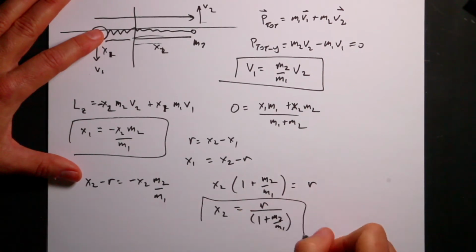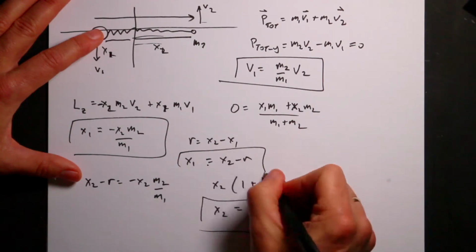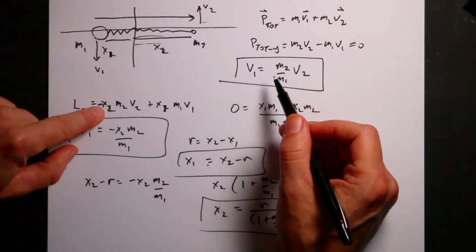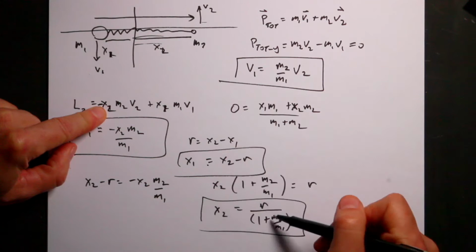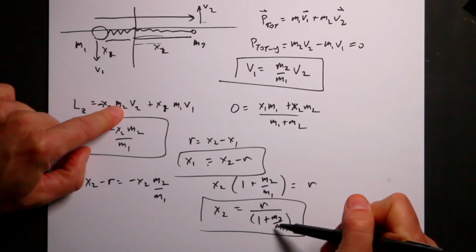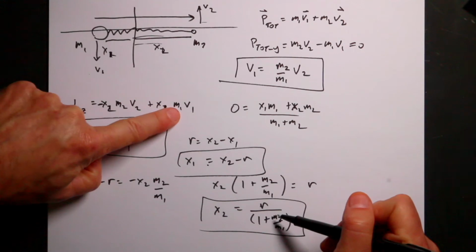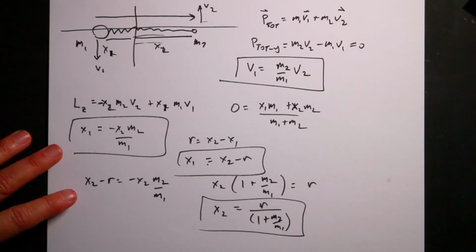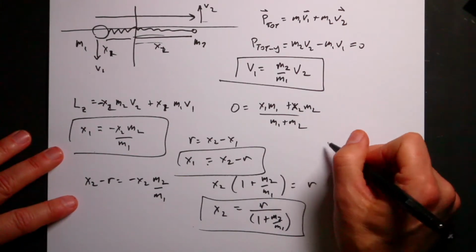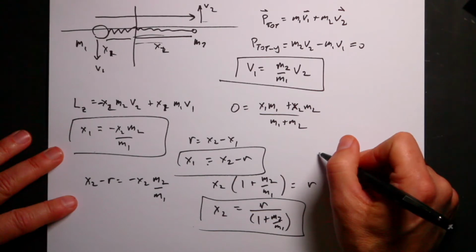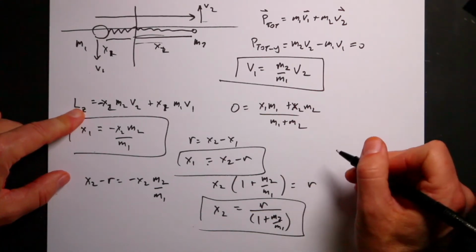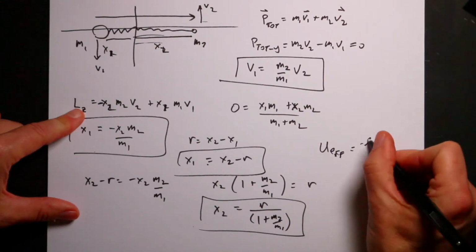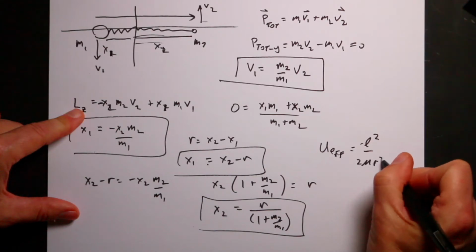So now I got x2. Now I can get x1. So I have everything, right? So I have, in this formula, x2, based on r and then the masses. The mass I have, v2 I have, x1 I have, m1 I have, v1 I have. Okay, this should be a positive number, though, so I'm going to make sure that's positive. So now I can calculate L, right? That is L. And then I'm done. So now the first thing I want to do is calculate the effective potential, U effective, equals L squared over 2 mu r squared plus U of r.